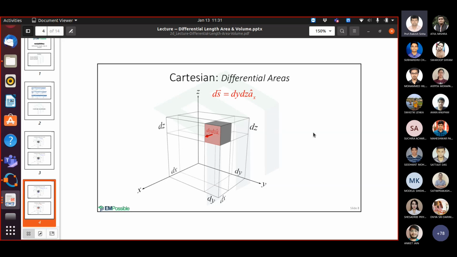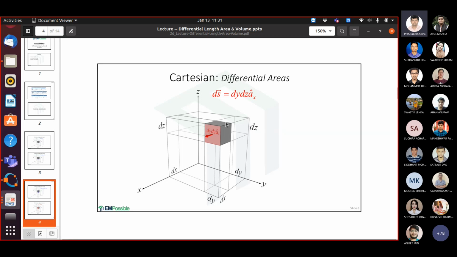So what does it mean by the differential area, or basically the differential surface? For example, in the x direction, the differential surface is basically dy dz. That is the increment in the y direction and the increment in the z direction, and the product of that. The direction of the surface is basically normal to the surface.